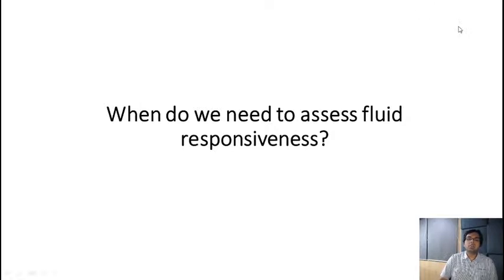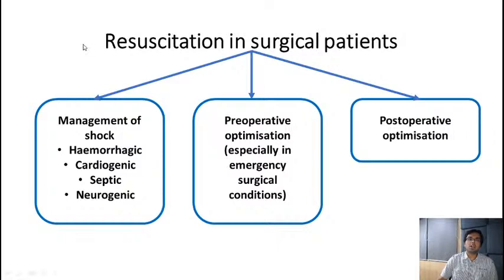Now, when do we need to assess the fluid responsiveness? What are the various situations? Now, with respect to surgical patients, the various situations that are encountered for resuscitation are in the management of shock, which can be hemorrhagic, cardiogenic, septic, neurogenic. Regarding the preoperative optimization, especially in emergency surgical conditions, and in cases of postoperative optimization.